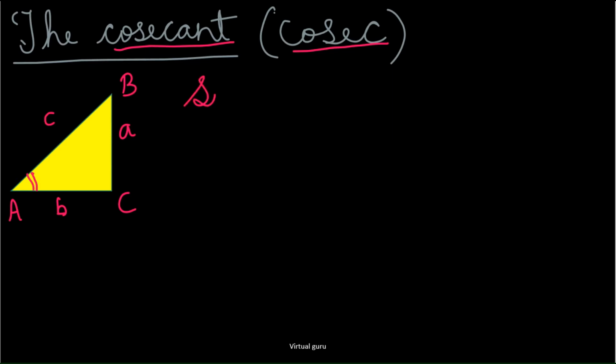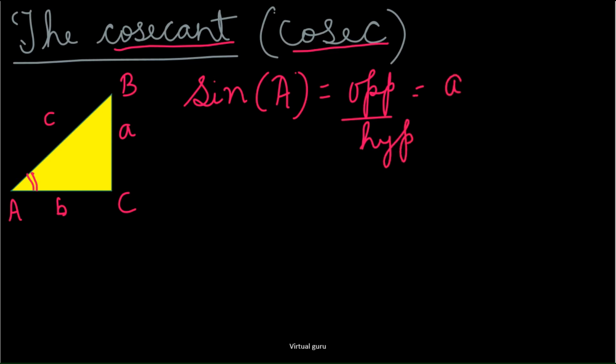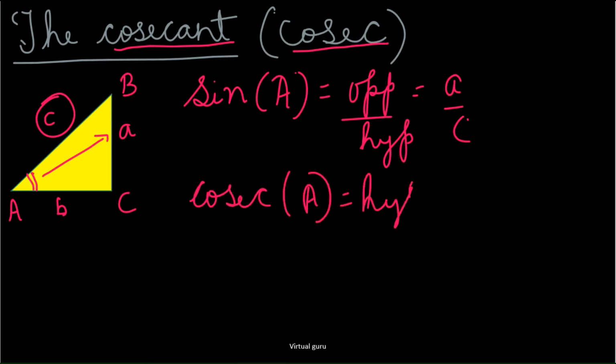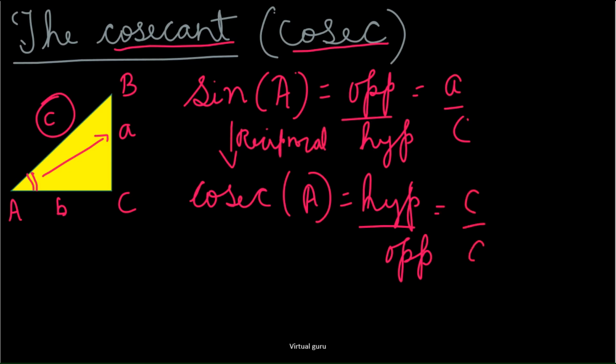So we know what is sine. Sine of A, what is it? It is equal to opposite by hypotenuse, isn't it? So that is equal to A by C. This is the hypotenuse. Now the cosecant of A will be hypotenuse by opposite. Why? Because it is the reciprocal of sine. So that will be equal to C by A. This is what the cosecant is.